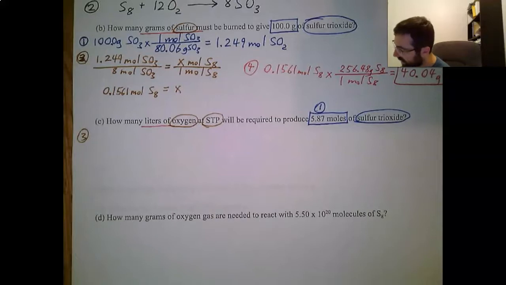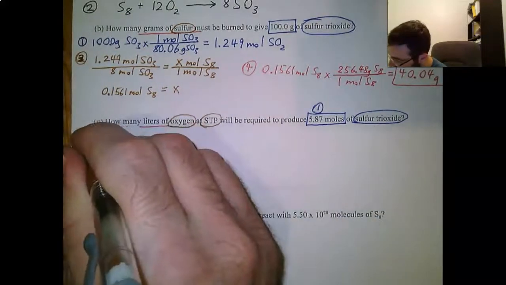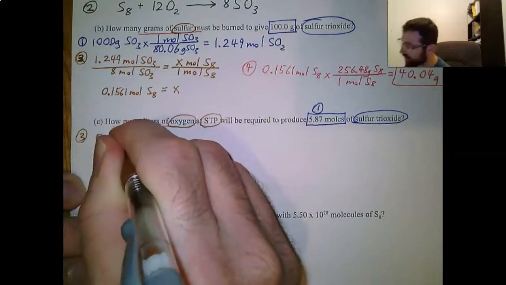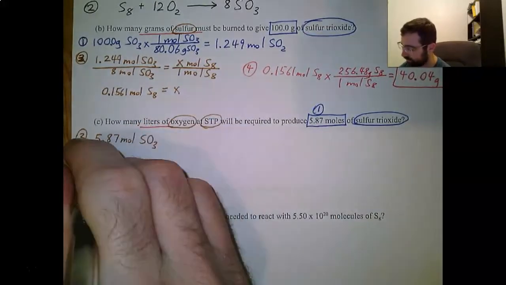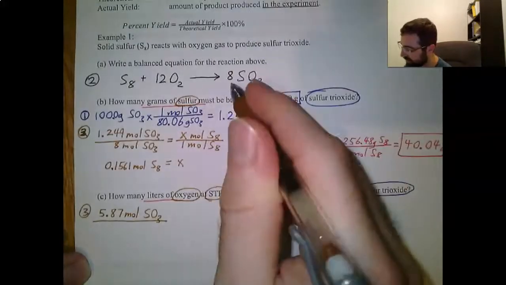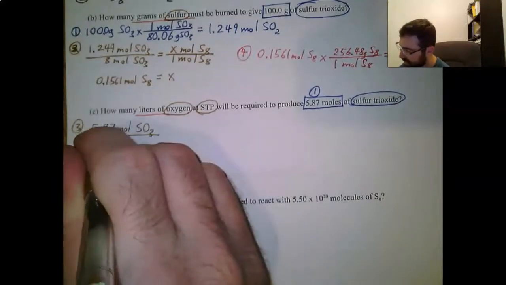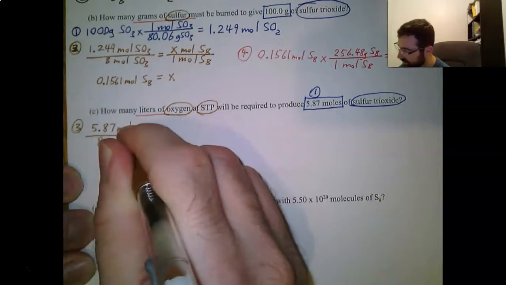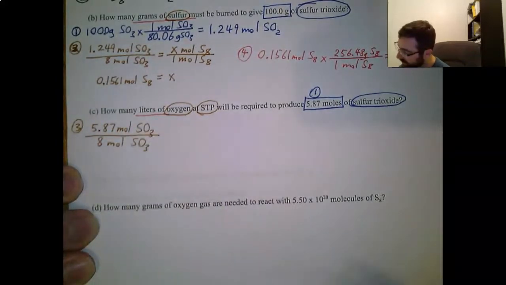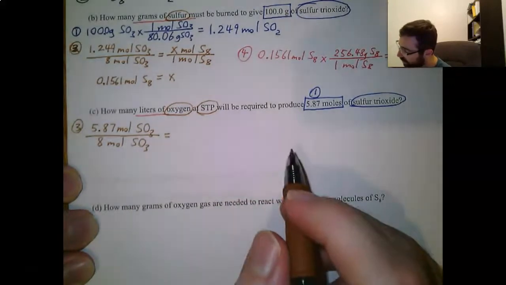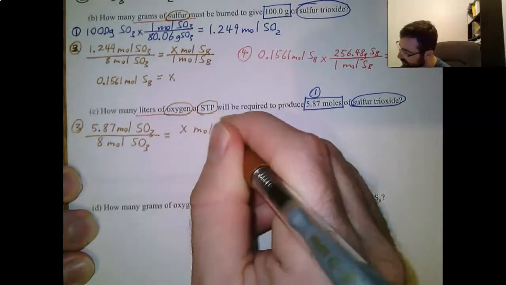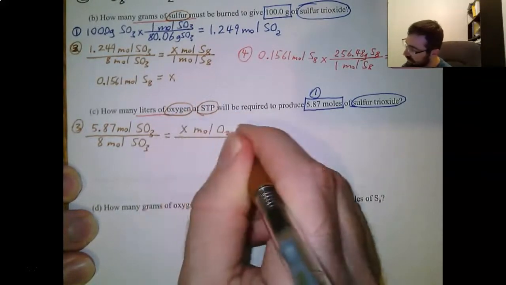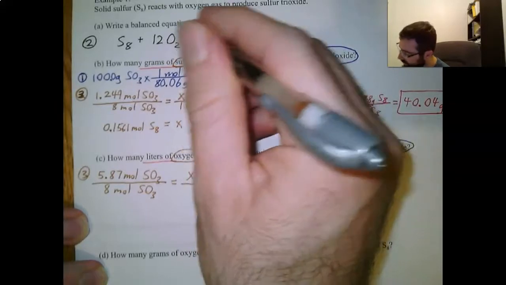So my given is 5.87 moles of SO3. Coefficient of SO3 is 8. So 8 moles of SO3 equals, okay, I'm looking for oxygen, so I'm going to put X moles of oxygen. Then we have to find oxygen. Got it here, 12 moles of O2.